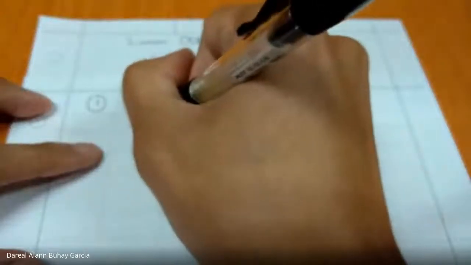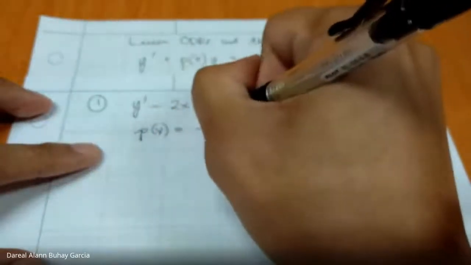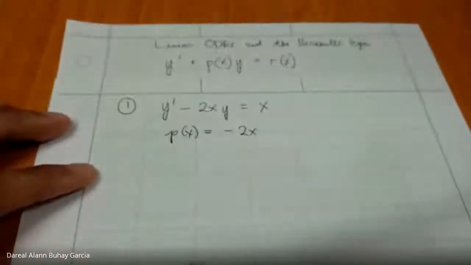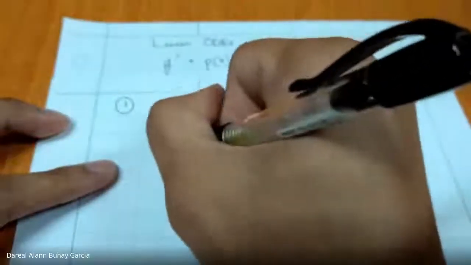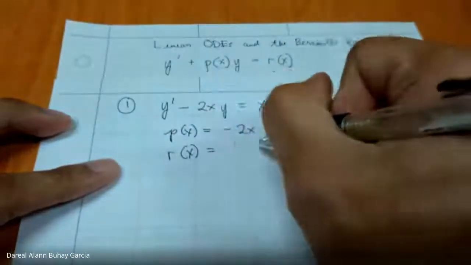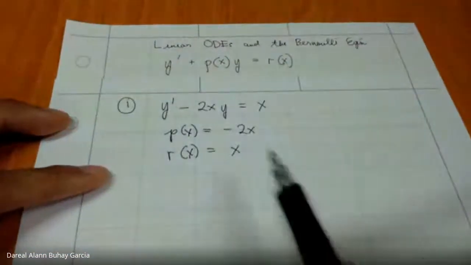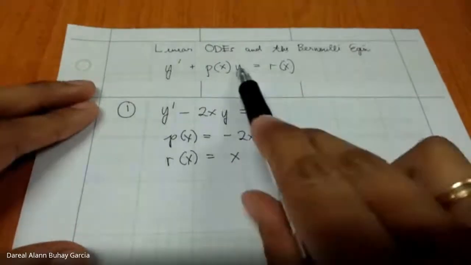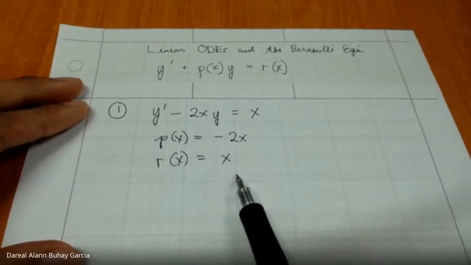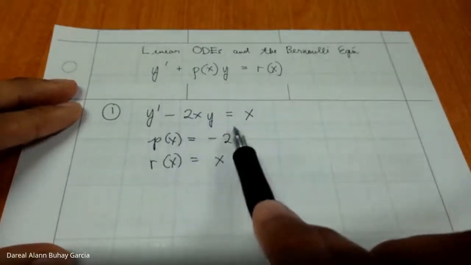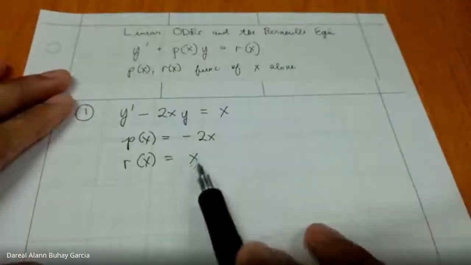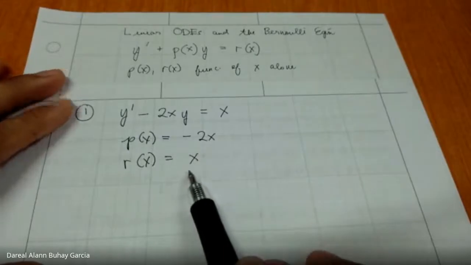So p of x is equal to negative 2x, because the original form has a positive sign. And r of x is not equal to 0 but equal to x. I hope that's clear. So we can conclude that this is a linear first order ODE because all of these are functions of x alone: negative 2x and x.